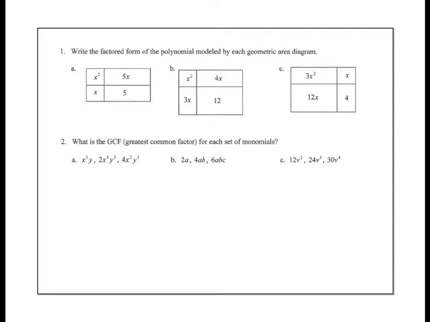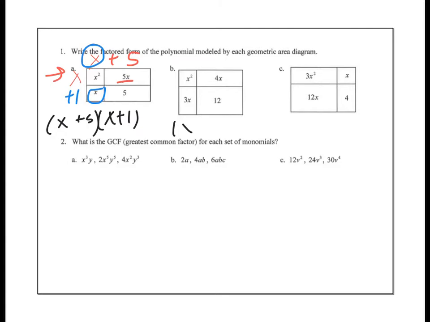So like to get my x squared, I would know I need an x times an x. And then to get this 5x right there, I know I'd have to take this x right there times a positive 5. And then to get that single x right down here, I know I have to take this x and multiply by a positive 1. So my overall binomials then would be x plus 5 and x plus 1. Work the next one out doing the same thing. You should have gotten x plus 4 and x plus 3.